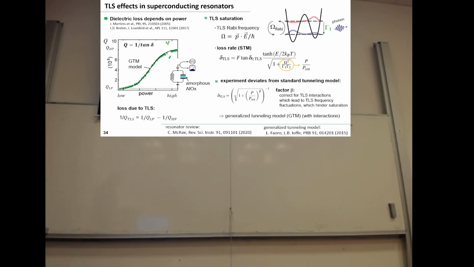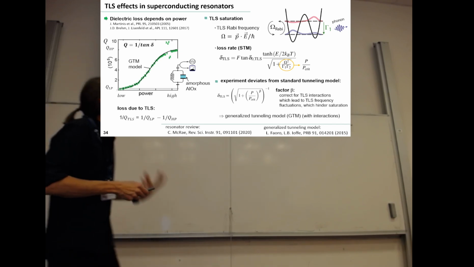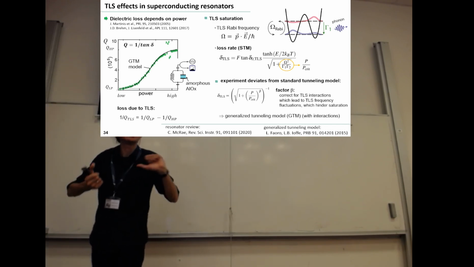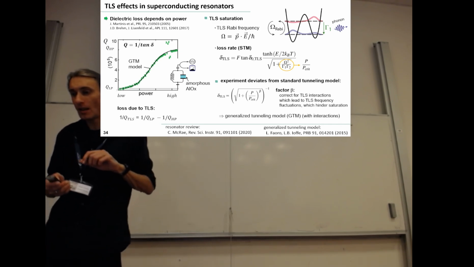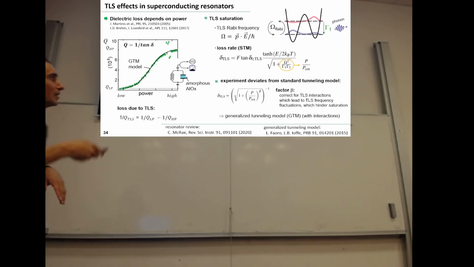talk about. So basically, you can just add some factor here, which uses the filling factor, which can then also tell you about the interaction strength between these defects. Yeah, this is actually called the generalized tunneling model.